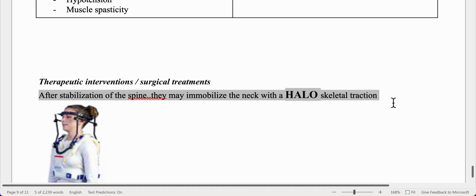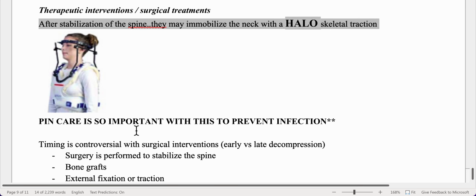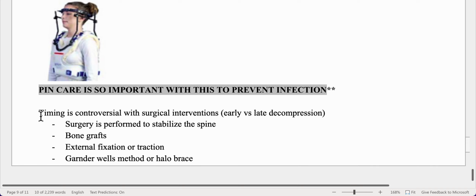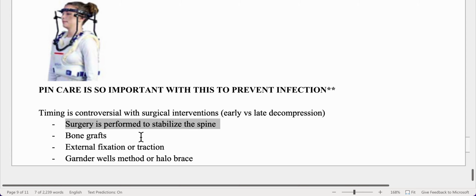Therapeutic interventions, surgical treatments. After stabilization of the spine, they may immobilize the neck with halo skeletal traction. Pin care is so important with this to prevent infection. Timing is controversial with surgical interventions, early versus late decompression. Surgery is performed to stabilize the spine. Bone grafts, external fixation or traction, Gardner-Wells method or halo brace.